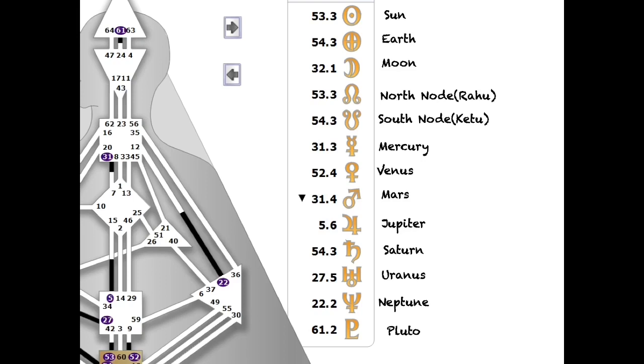Now, the only glyph that we don't have here is Chiron. And Chiron is important, especially for anybody who has a sixth line in their profile. I will talk about that a little bit later on, but for now, I just wanted to show you these particular glyphs so that you can identify what gate is in what planet.